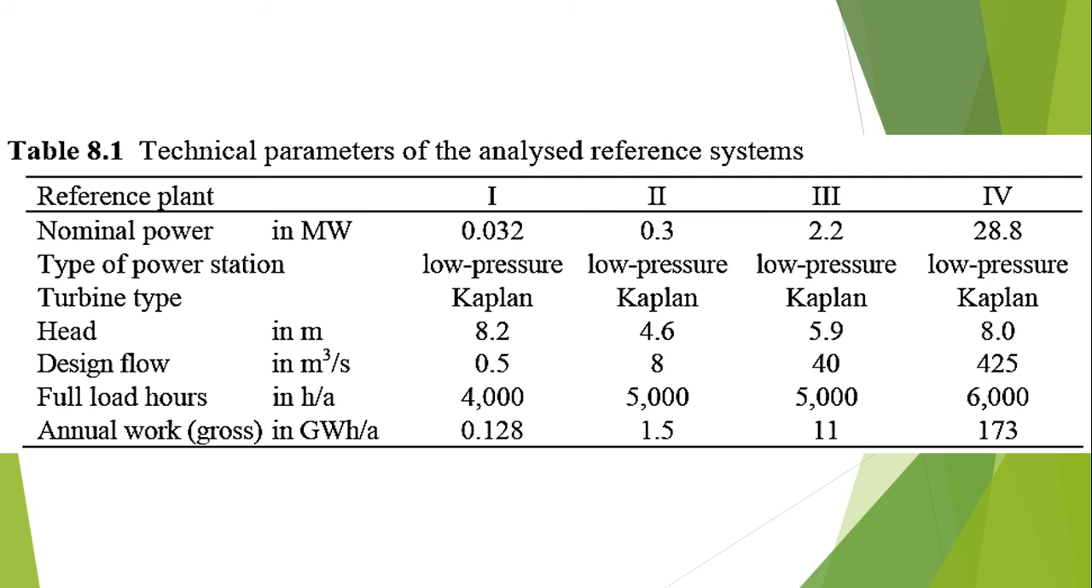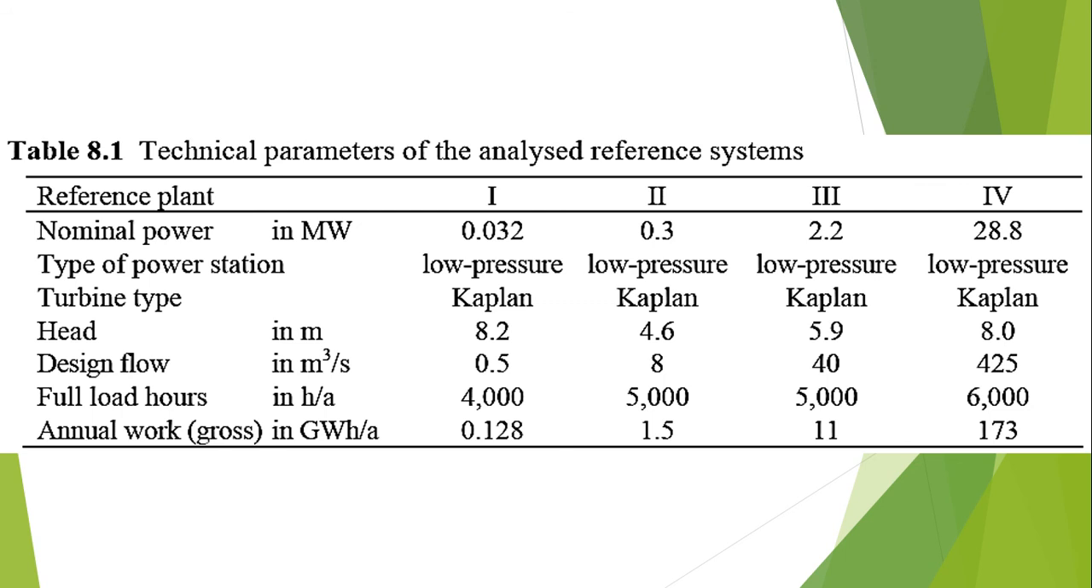So let's consider the first one, that is the 32 kilowatt low pressure power plant, that is power plant 1. The water is delivered at a small dam and it will then be processed with a head of 8.2 meters via a 110-meter long fiberglass pipe with a Kaplan turbine. The electrical energy generated by the directly coupled synchronous induction generator is fed into a low voltage grid.